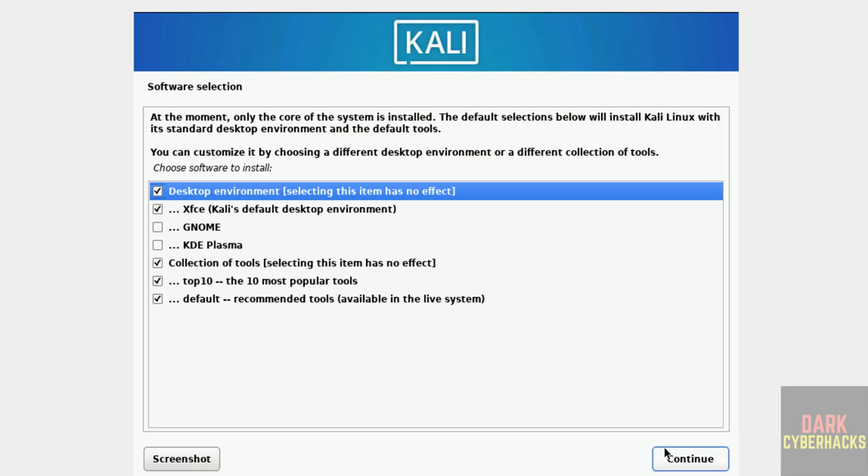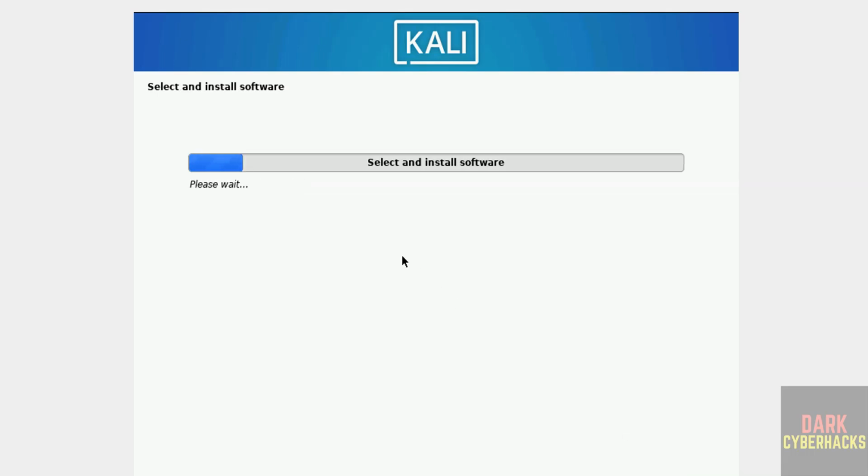See, now we have to select the desktop environment. By default, it has selected XFCE, but if you want GNOME or KDE Plasma, you can select them. I'm not going to select any one of them, so click on continue. It is up to you. See, installation is in progress. This may take time. I am pausing this video.